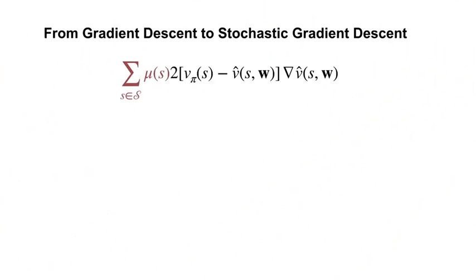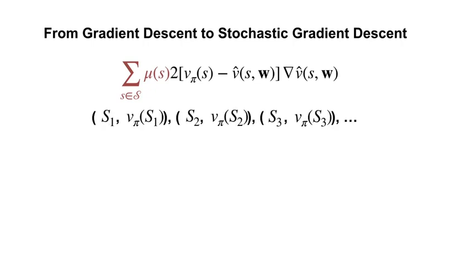Computing the gradient for the mean squared value error requires summing over all states. This is generally not feasible. Also, we likely do not know the distribution mu. Instead, let's approximate this gradient. Imagine an idealized setting where we have access to v pi. Though we do not explicitly have mu, we can sample states from it simply by following the policy.